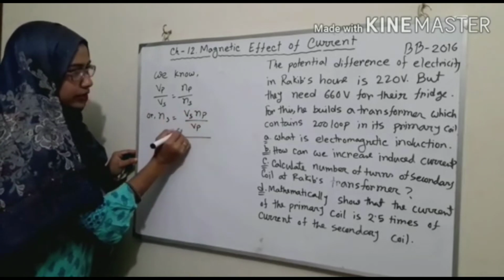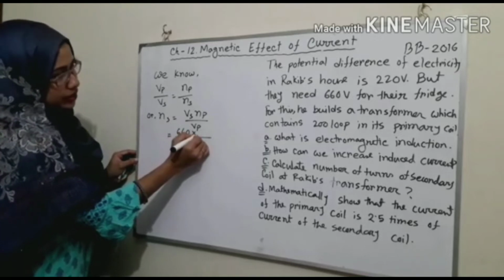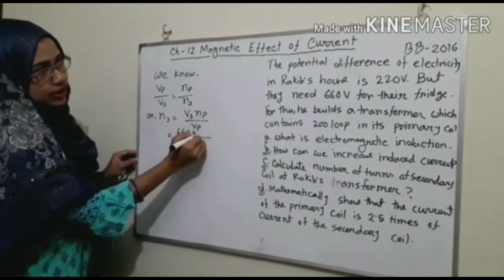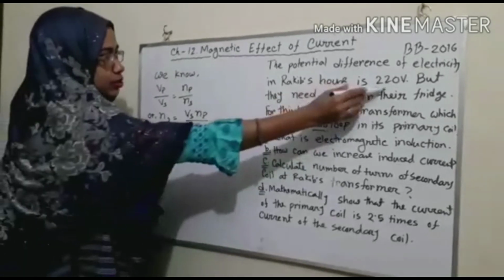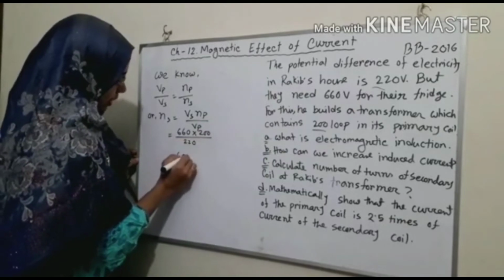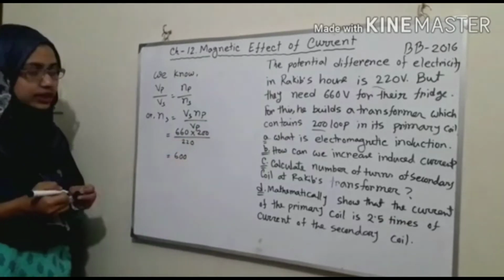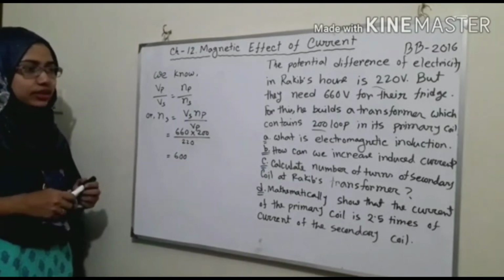Now putting all those values here, Vs is 660, given in the stem. The number of turns for the primary coil is given as 200 loops, so I am writing 200, and Vp is 220. By putting all those values, we get the number of turns for the secondary coil is 600, which is the required answer here.